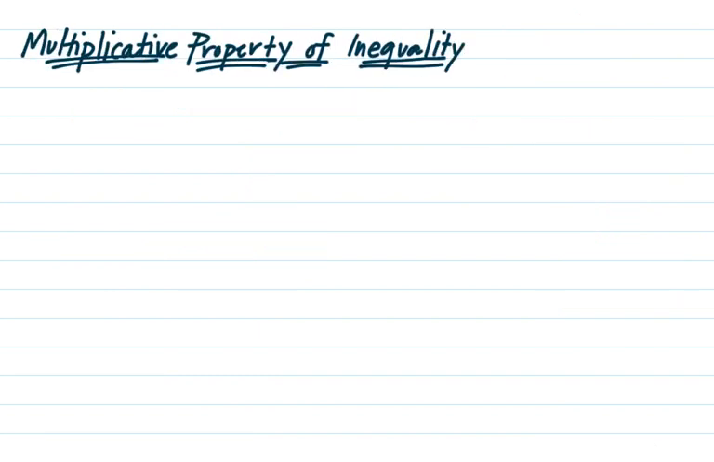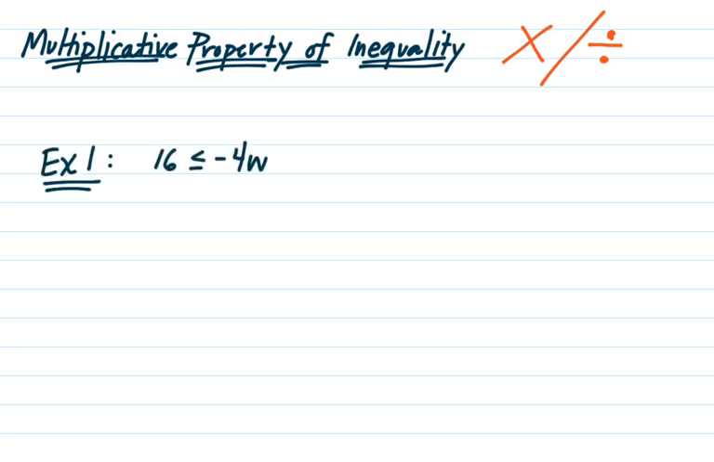Okay, now we're going to talk about the multiplicative property of inequality, and this is where it gets a little bit different than regular equalities. But similar to regular equalities, multiplying and dividing are opposite procedures. There's just a little bit extra we have to pay attention to when there's inequalities, and I'll get to it by doing an example.